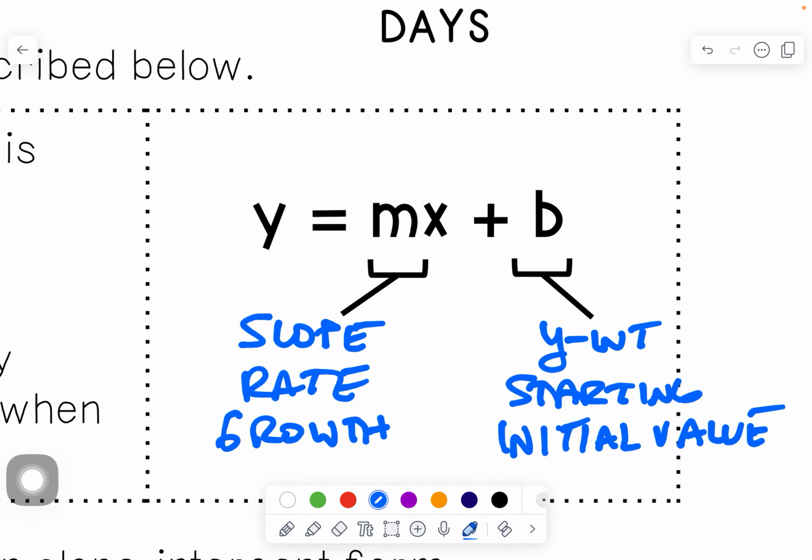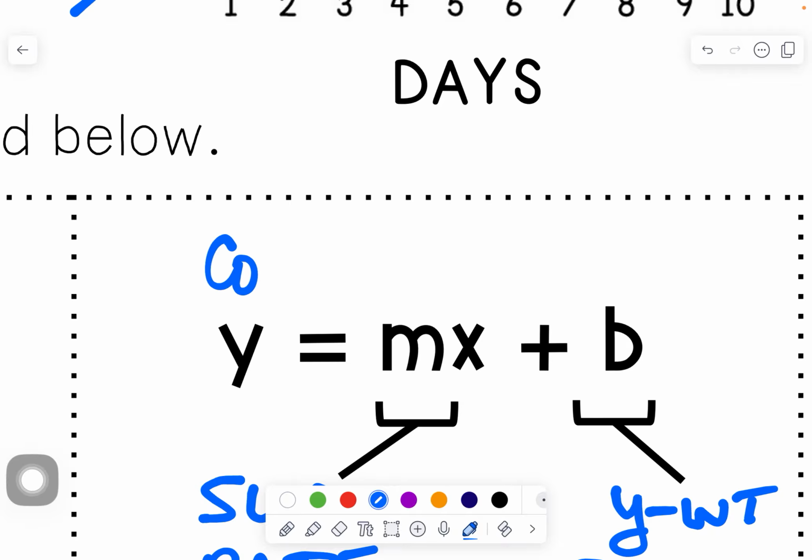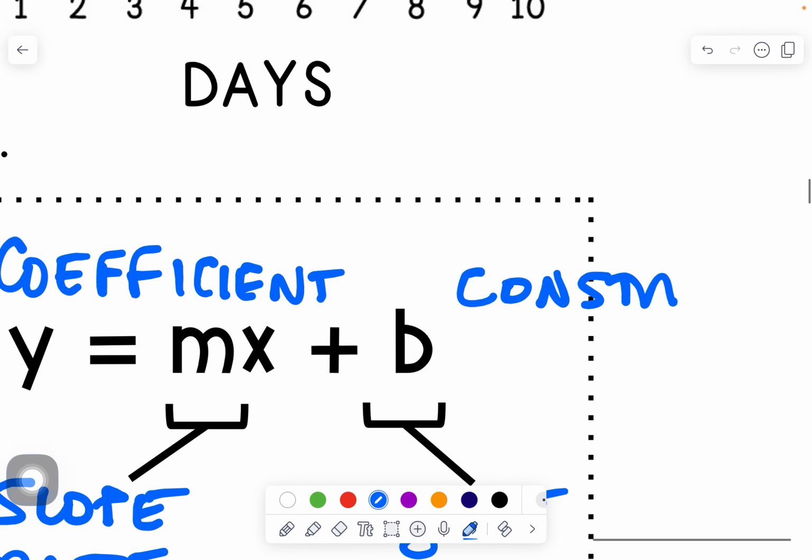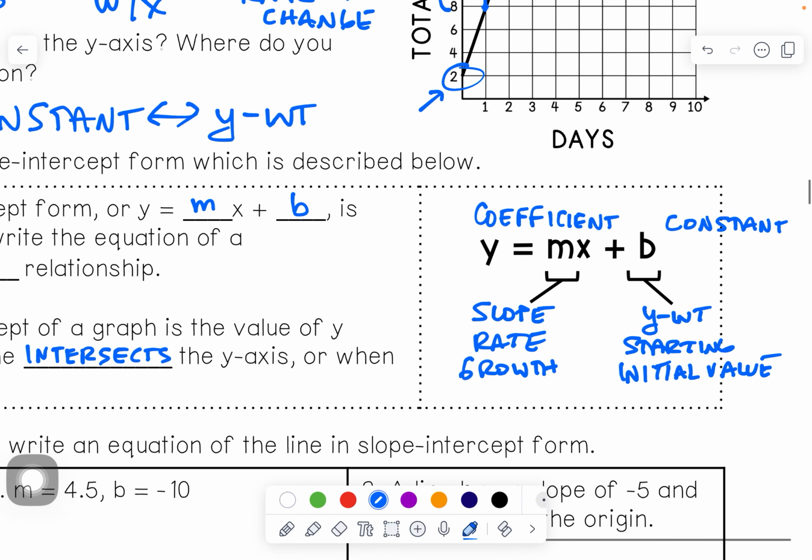What we need to keep in mind is the m is the coefficient. That was one of those C words we used last chapter. And the b is the constant. That's the other C word that we used last chapter. And we'll use them again this chapter.